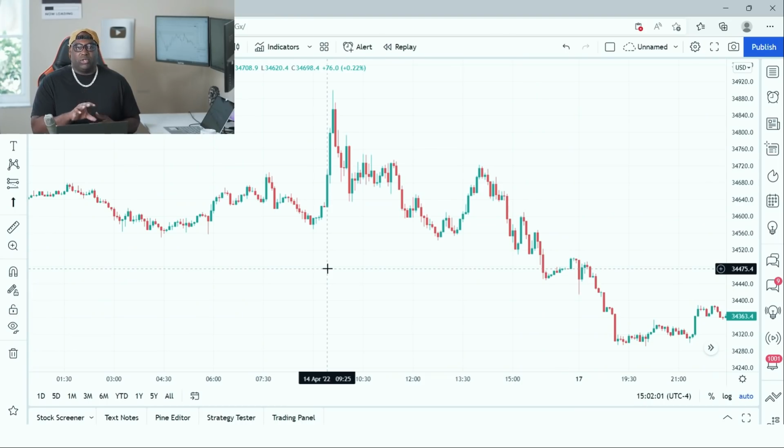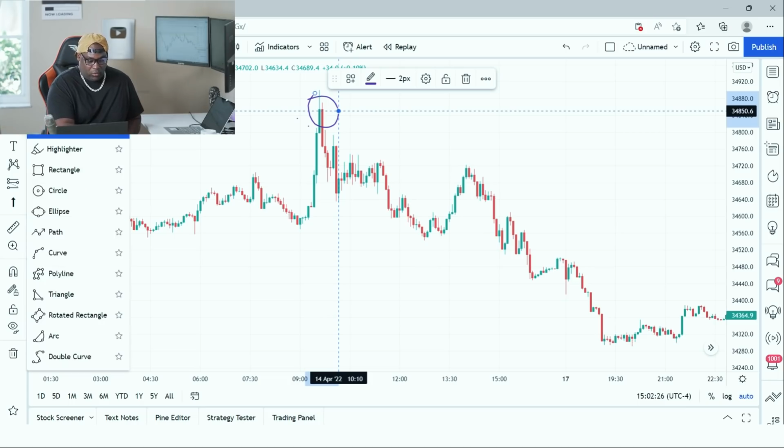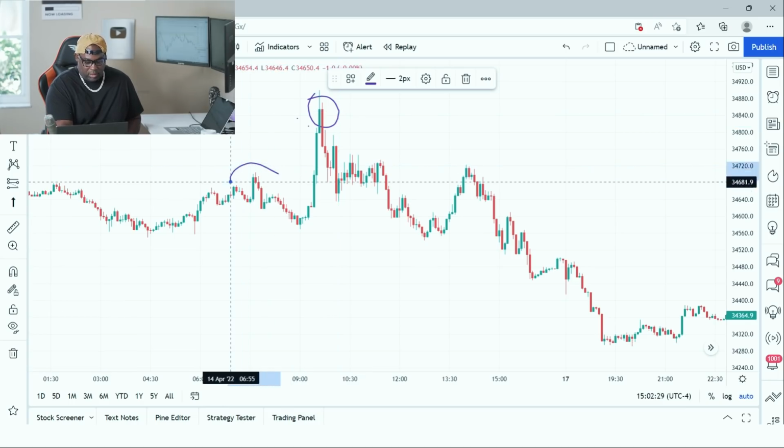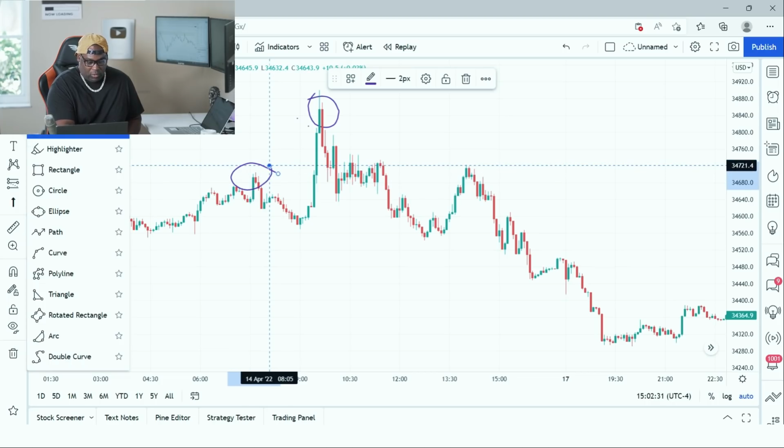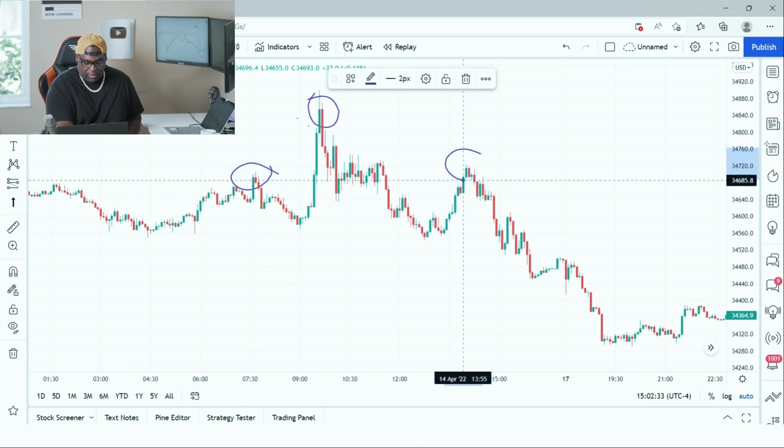All right, so let's go to hack number 3, and that is head and shoulders early entry. Let me show you guys a quick example. Okay, so this is a head and shoulders pattern. It's a reversal pattern, right? So we're looking for a head right here, and then a left shoulder right here, and then we're looking for a right shoulder. Okay, we have that right here.